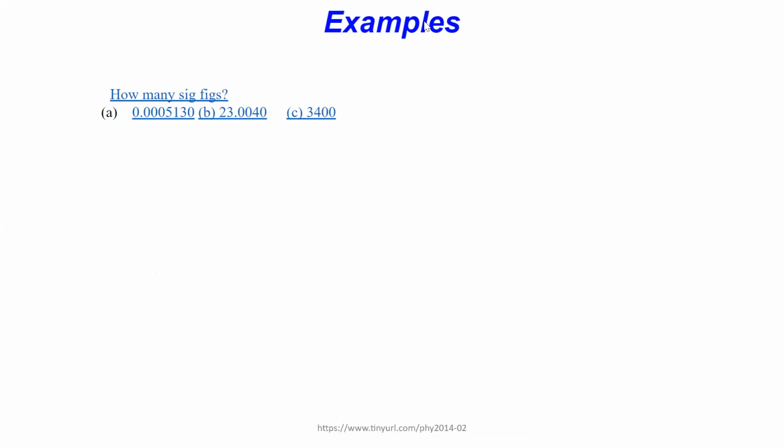This one. Yeah. So B will be 6, because there are non-zero numbers before the decimal point, so these 2 zeros count. And this is the trailing zeros after the decimal point, you also count.